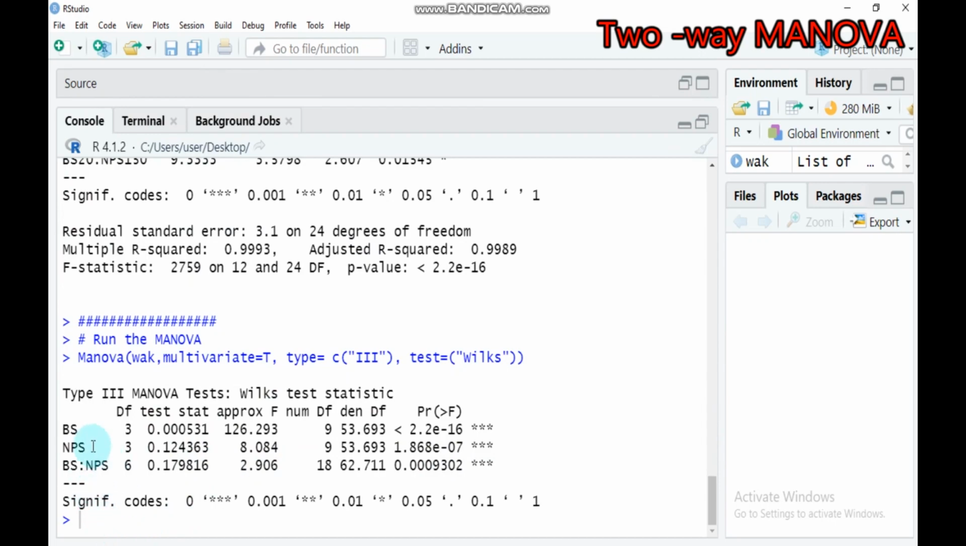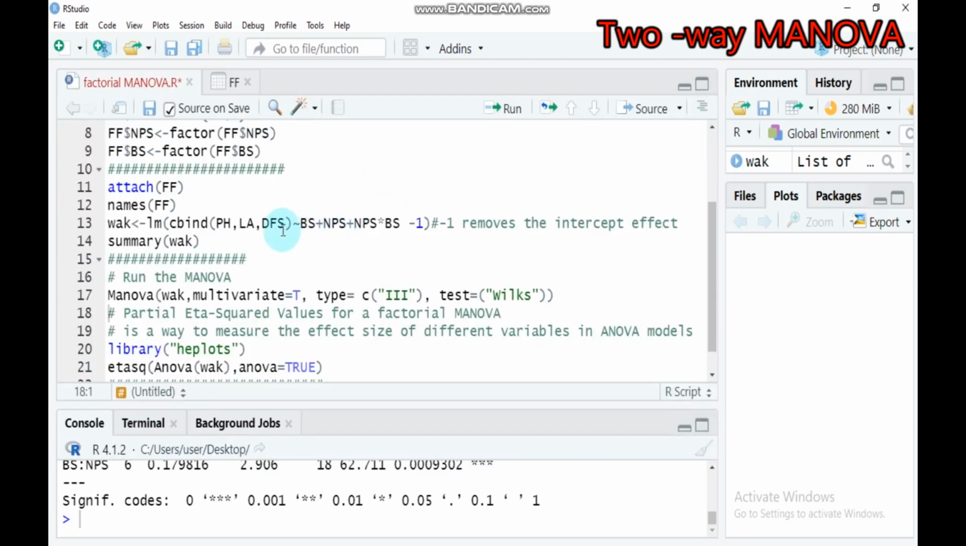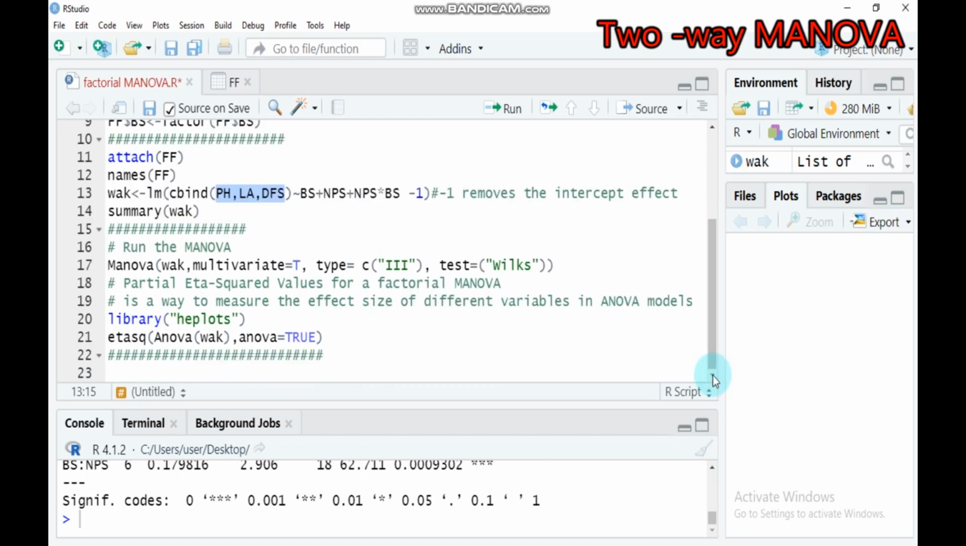Yeah, so the Bray sludge, the NPS fertilizer, and the interaction effects are highly and statistically significant for the mentioned response variable. And moreover, you can go for the partial ETA squared value for the MANOVA.